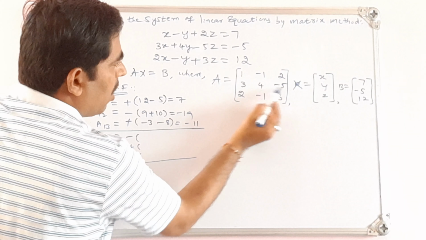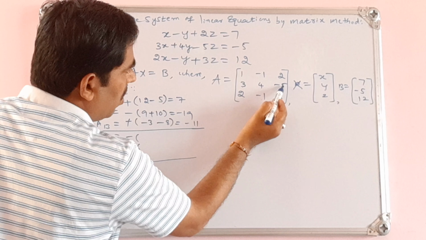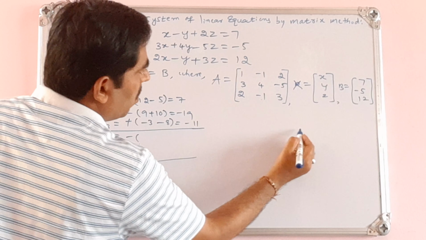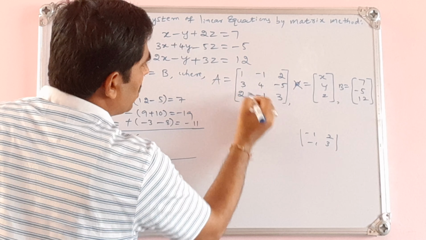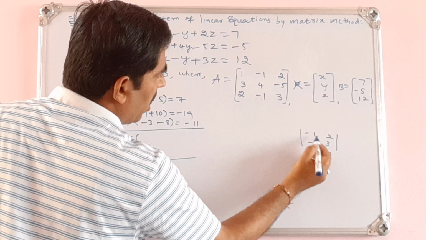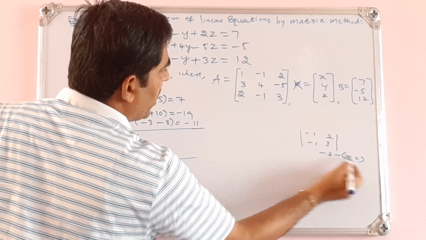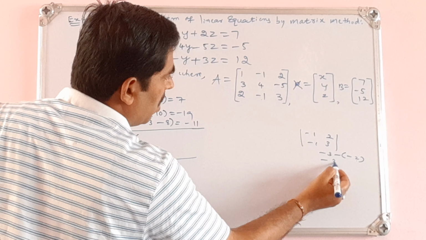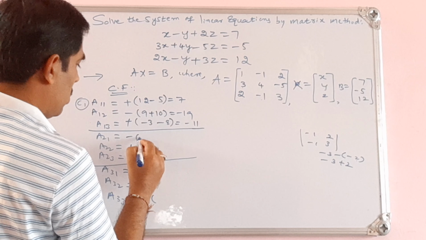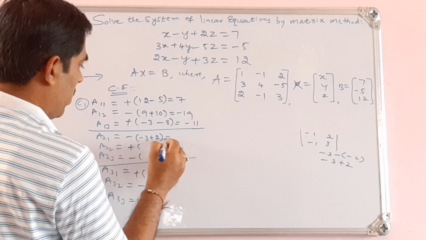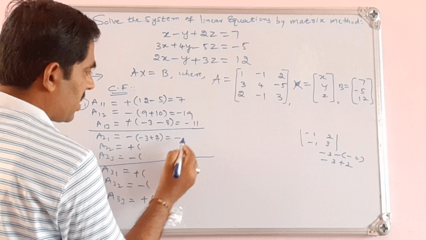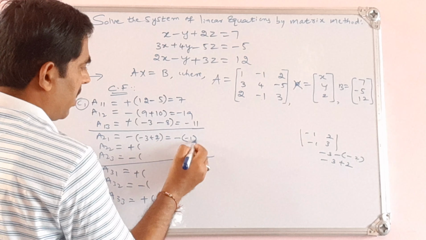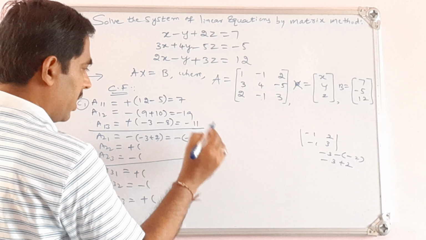So I move on to the second row here. Leave this row and this column. I got this. Find the product: minus 3, minus of minus 2. Minus 1 into 2 is minus 2. So minus 3 plus 2, inside the bracket. Outside, minus is there. Minus 3 plus 2 will be minus 1. So minus of minus 1, then I get 1.